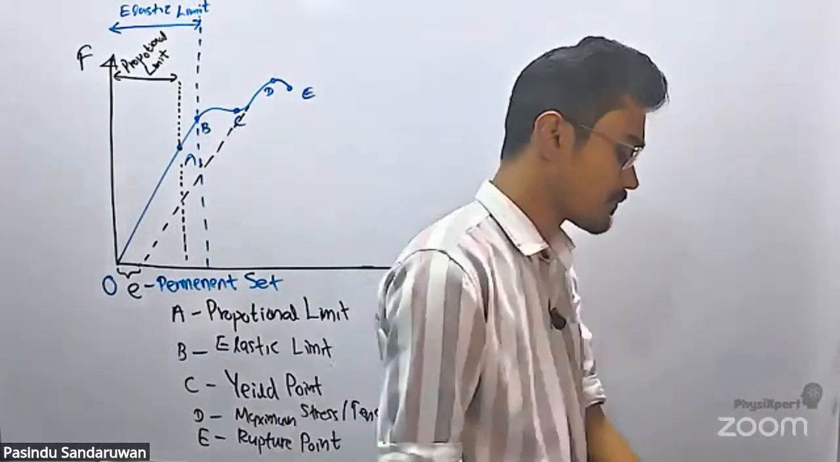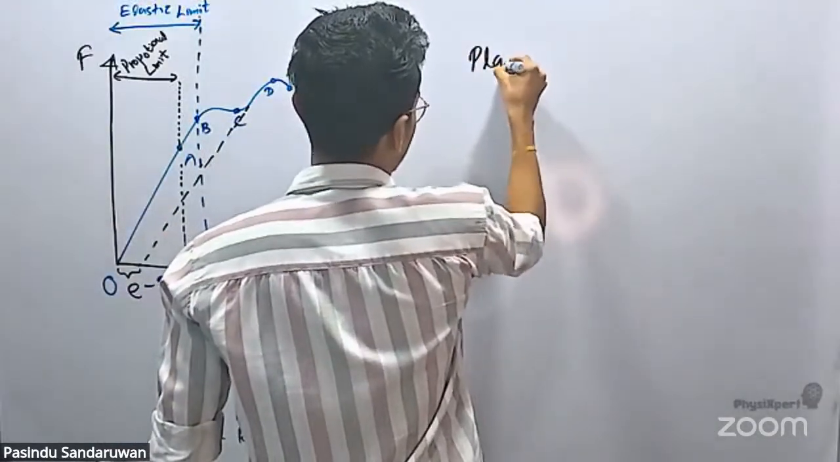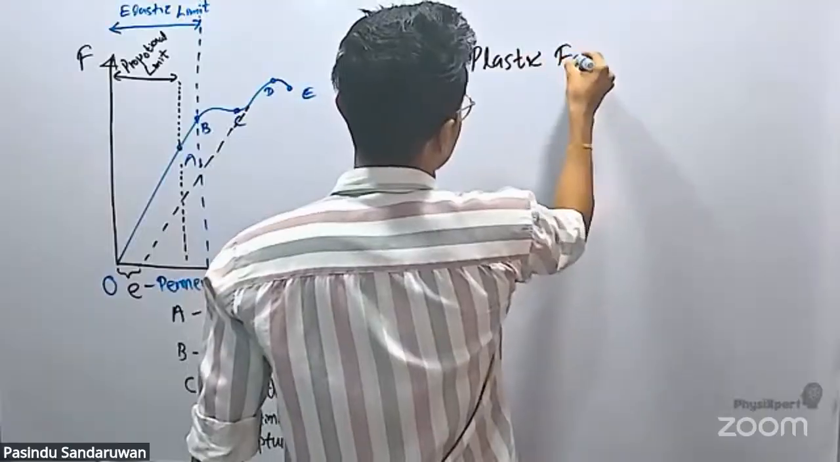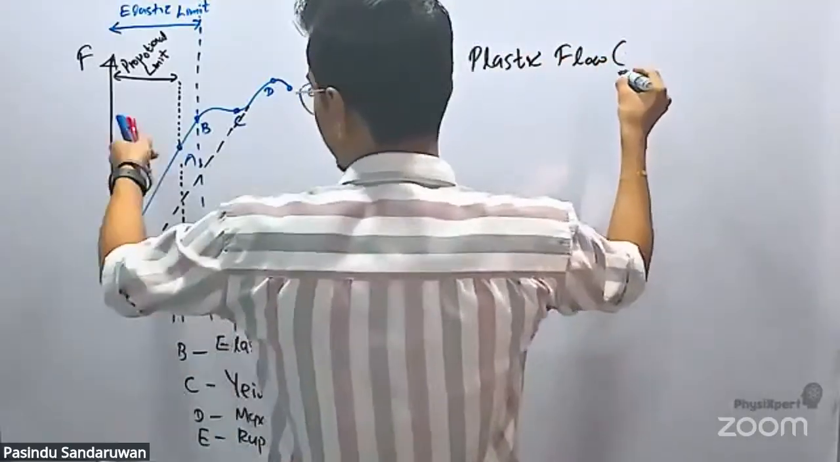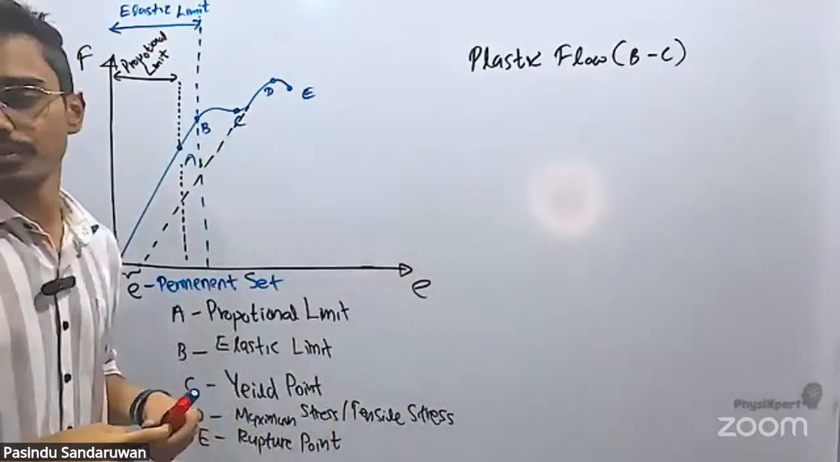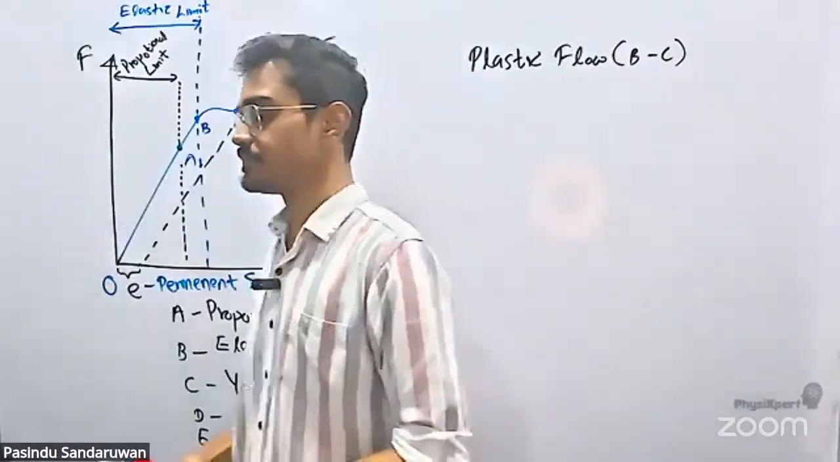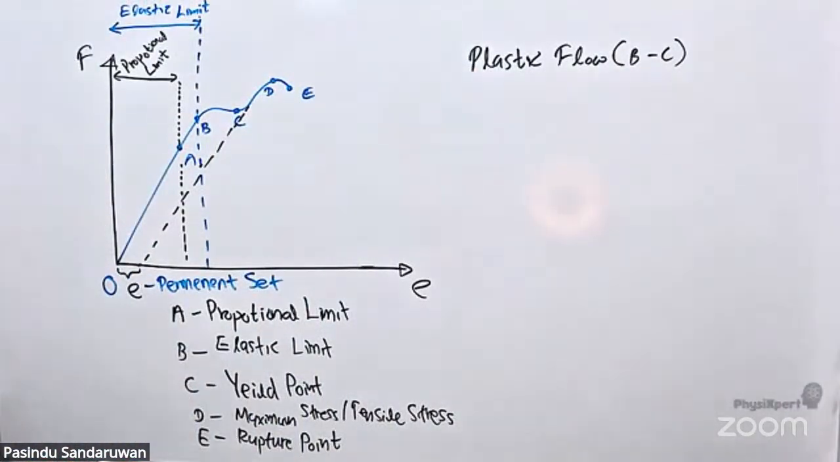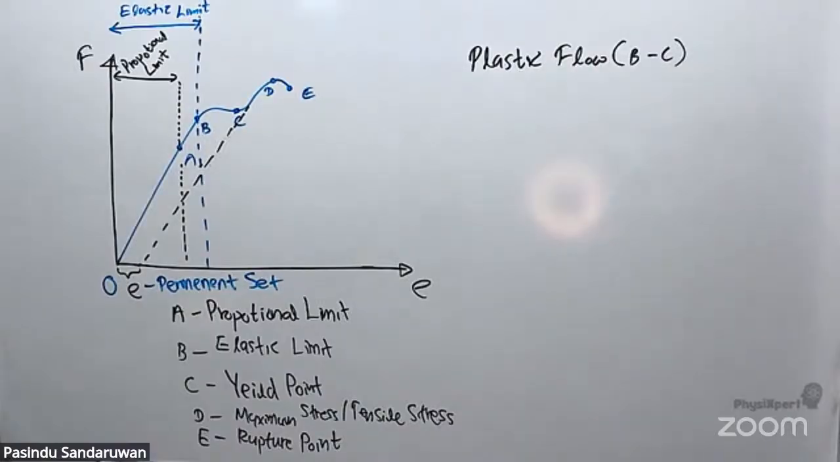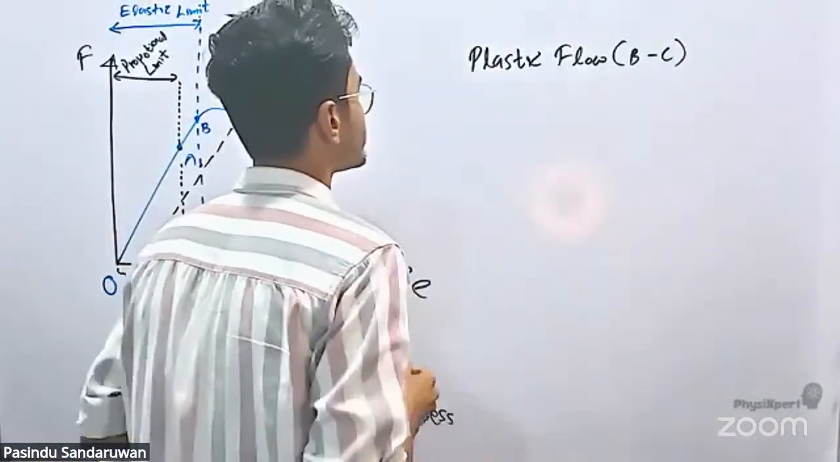Okay, then next heading. Write down plastic flow. Next heading, plastic flow, B to C. Listen. Plastic flow. Look at the board.